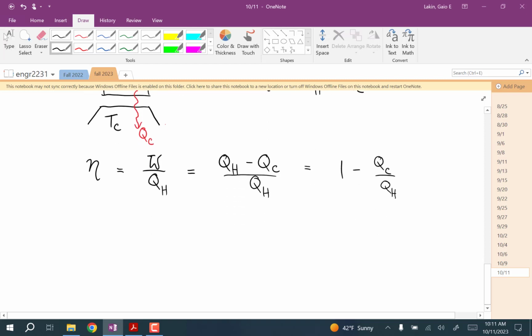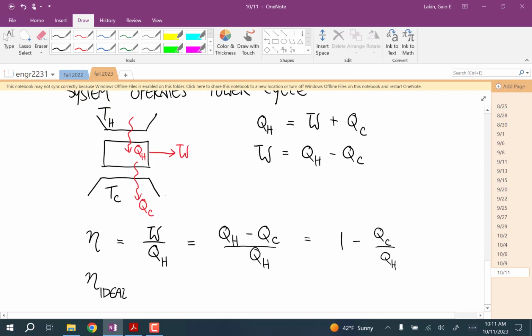And then if you have a reversible power cycle, an ideal power cycle, you can get your maximum or ideal efficiency for those temperatures by recognizing that the ratio of those heats is the same as the ratio of the temperatures at the high and low temperature. So this is 1 minus TC over TH. So that's the highest efficiency you can get for a power cycle.